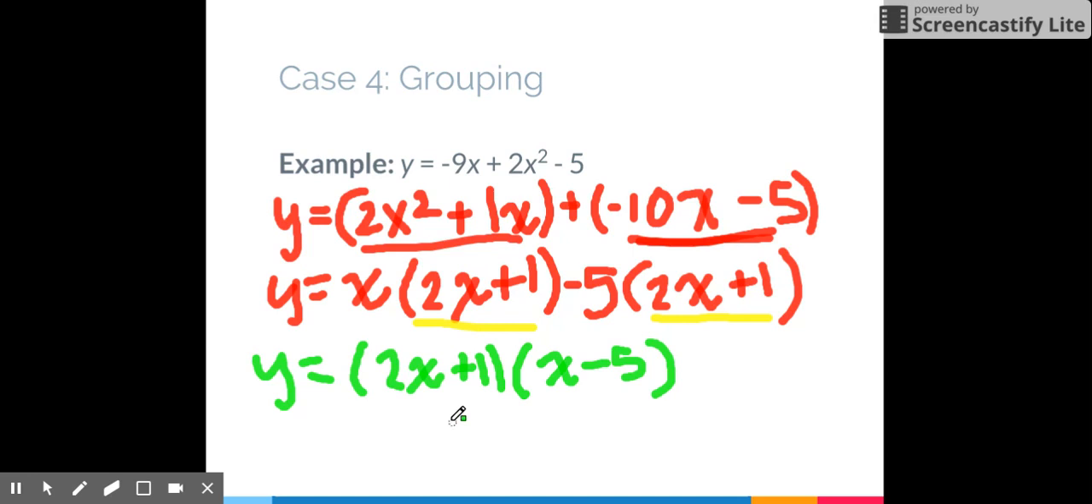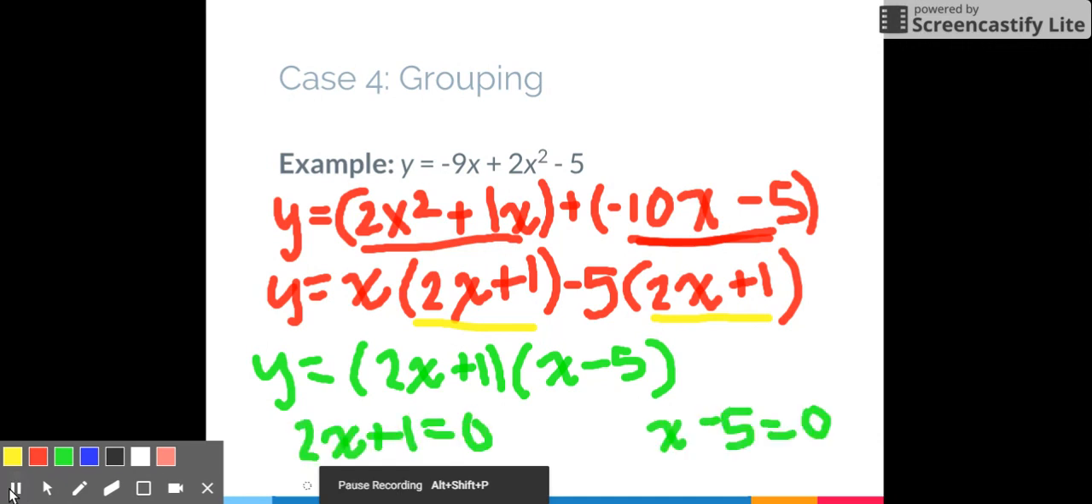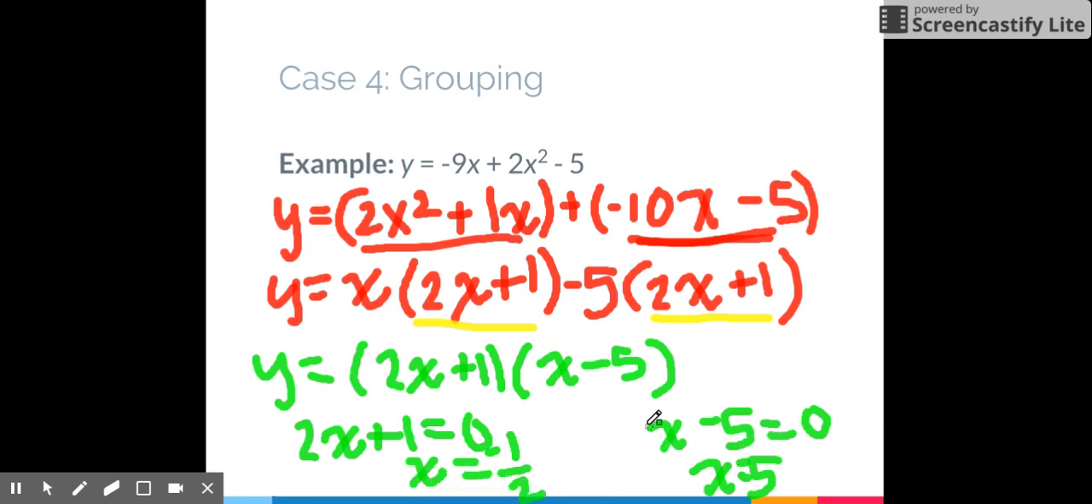And so now that we have our two factors, we can set those two factors equal to 0 to solve our quadratic by factoring. So we get 2x plus 1 equals 0. We subtract 1 from both sides to give us 2x equals -1. Divide both sides by 2, and we find that x equals -1/2. And when we add 5 to both sides over here, we get that x equals 5. So you have two solutions.